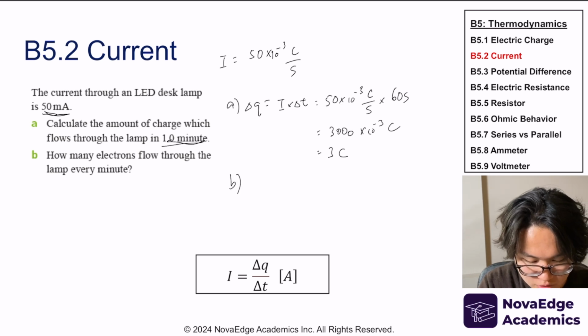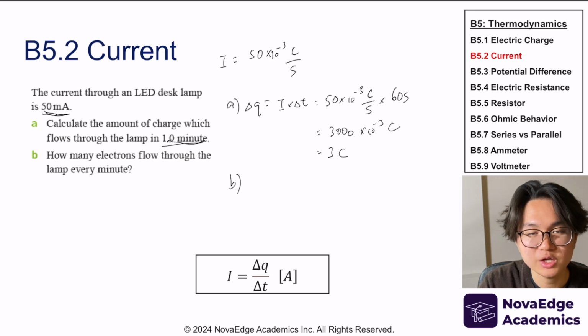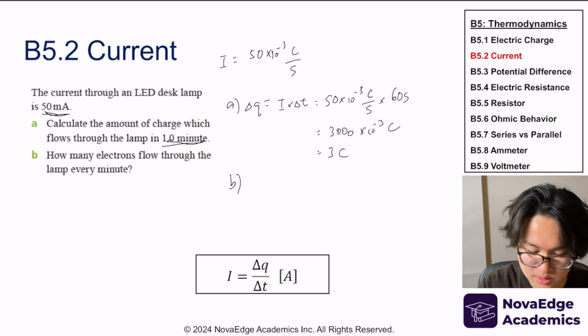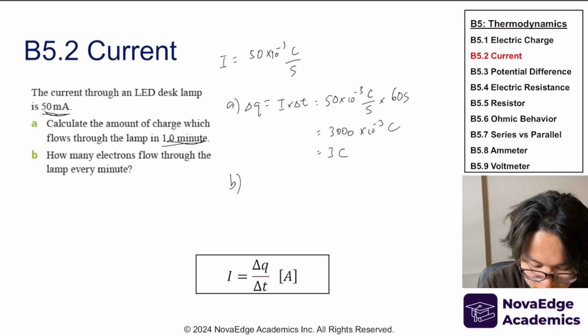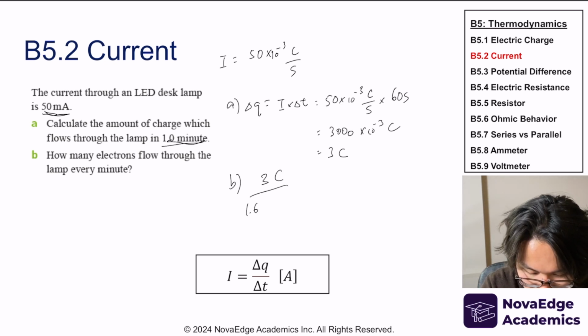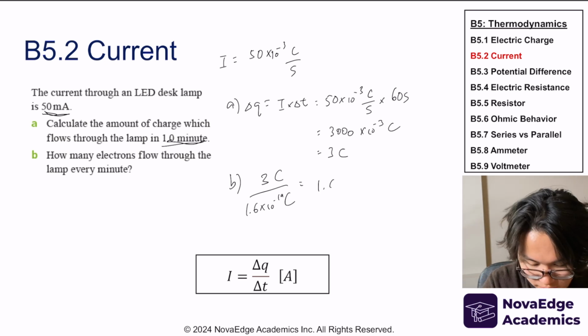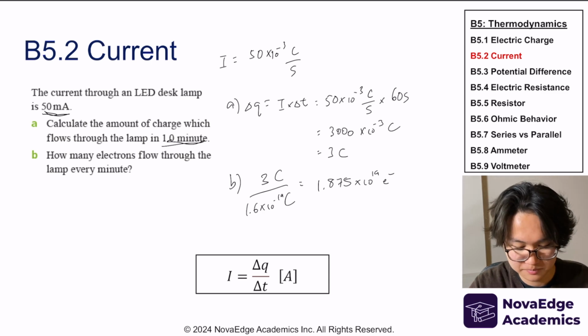Part B, how many electrons flow through the lamp every minute? Well, I know that each electron has 1.6 times 10 to the power of negative 19 coulomb. So if I divide 3 coulomb by 1.6 times 10 to the power of negative 19 coulomb, I get 1.875 times 10 to the power of 19 electrons, okay?